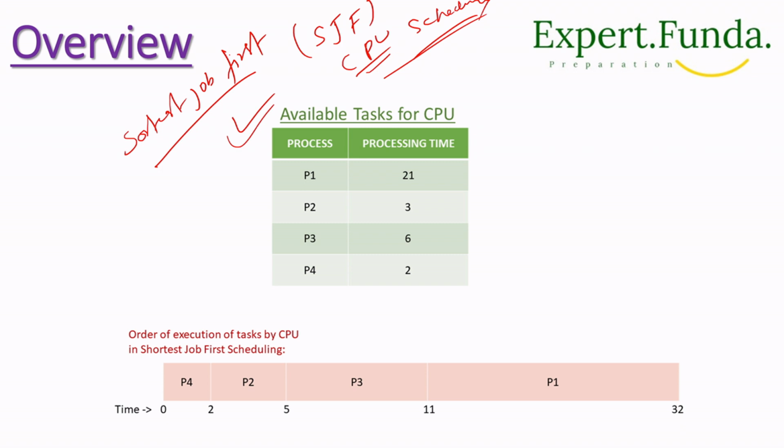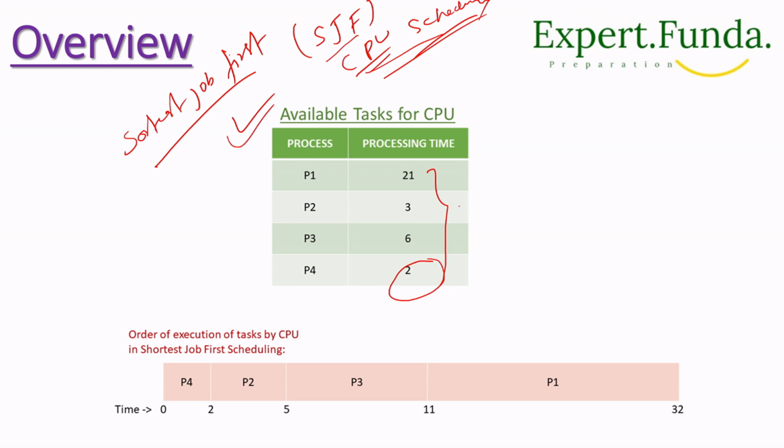In this SJF CPU scheduling, if the CPU is idle and there are available tasks, the CPU will choose the one with the shortest processing time. There will be some processing time given like this. So the CPU will choose the one with the shortest processing time.